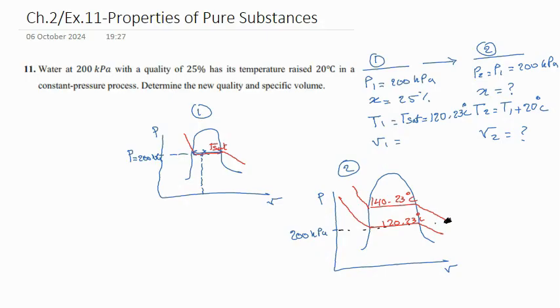So this is our point. This is our state. This means we are in the superheated region. So this means the quality is not defined, and the specific volume needs to be calculated from the superheated tables.